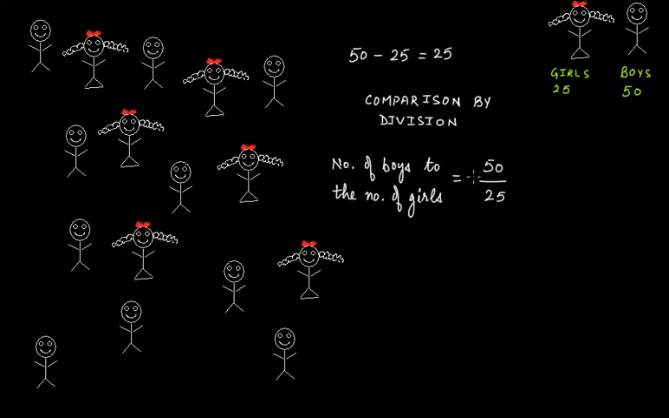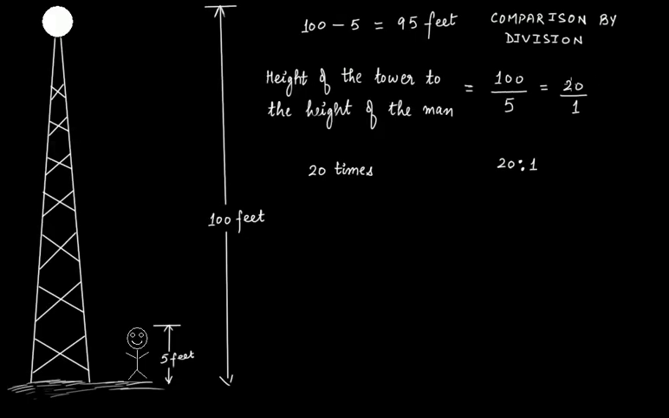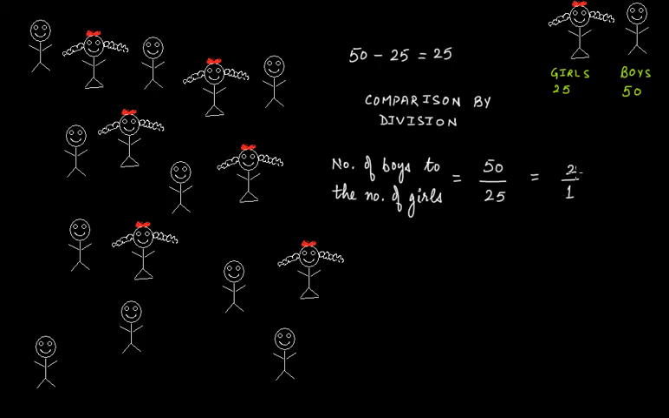Now if we want to simplify it further and divide both the numerator and the denominator by 25, you will get 2 or 1. Now don't get confused, is it that in every case we'll get 2 ratio 1? Here also we saw 2 ratio 1, and in the other case we had 20 ratio 1. My point is that in this case you got 2 ratio 1, but it's not always the case.